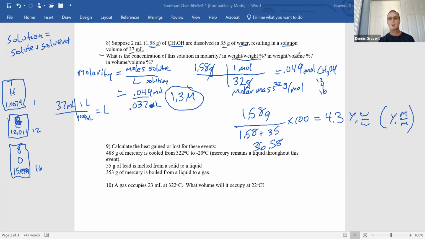And you do the same with the weight volume. The bottom number, keep using a solution, so it'll be 37 milliliters. And then we got the volume of the solute, 2 mils up here. So those would be pretty straightforward.